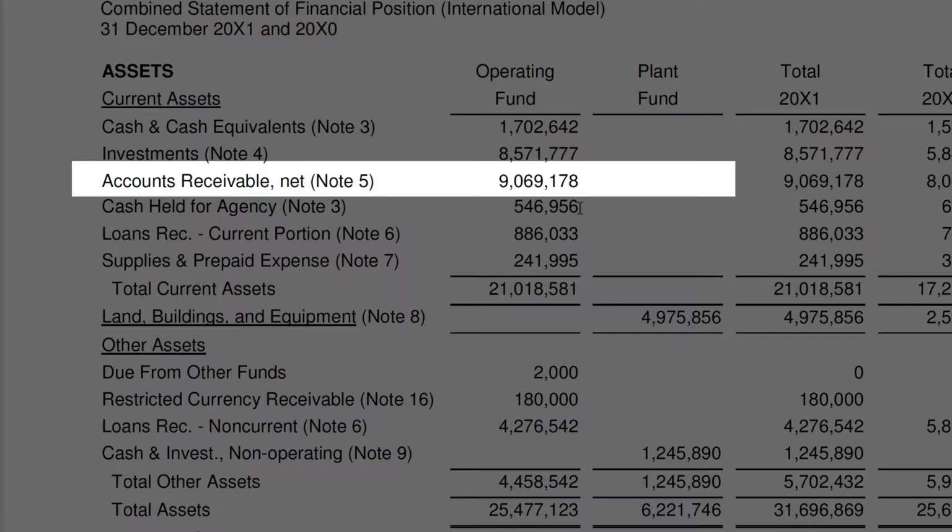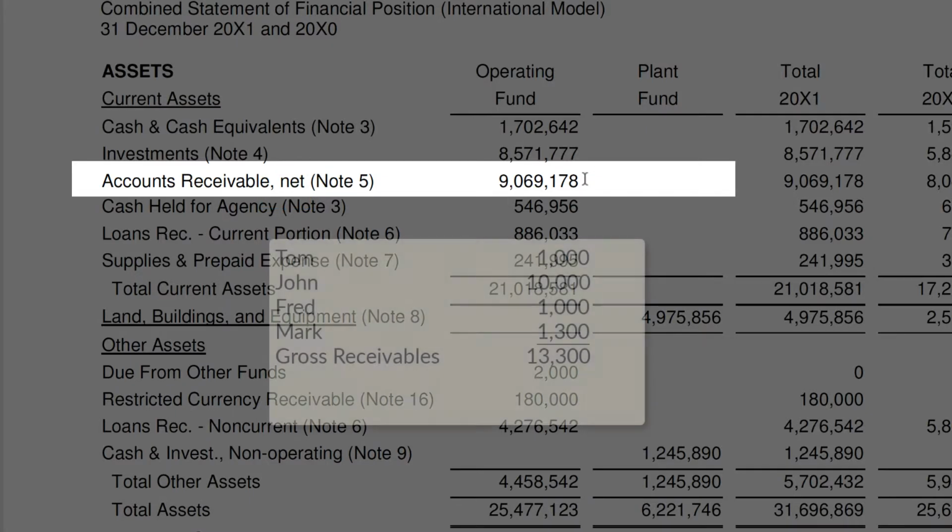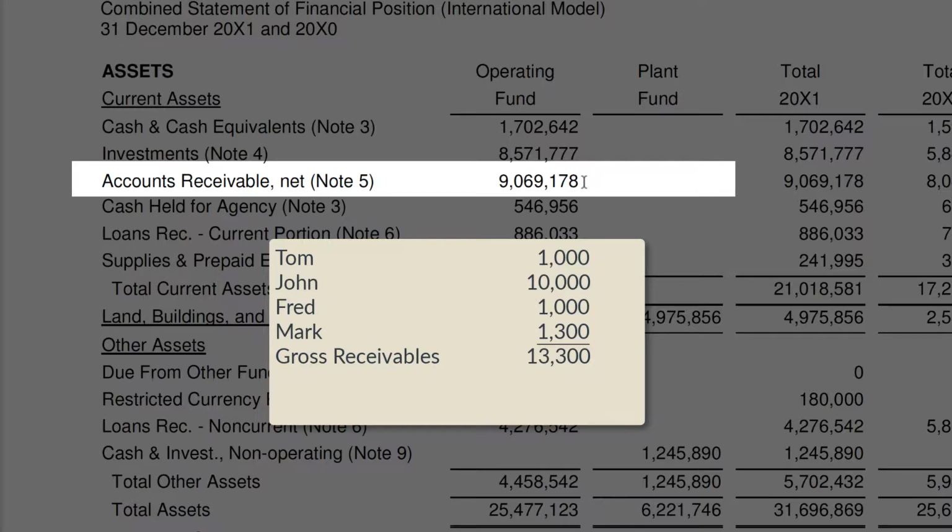Just going back to student accounts receivable, let's assume for a minute these were student accounts receivable. Notice that they are labeled here as net. Let me explain quickly what this means. Just imagine a long list of all the people that owe us money, and imagine they're totaled. So we have Fred owes us 1,000, John owes us 10,000, and so forth. And then at the bottom there's a total.